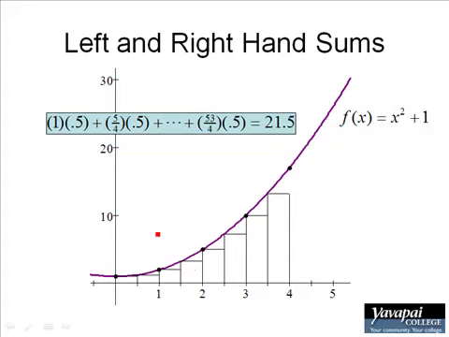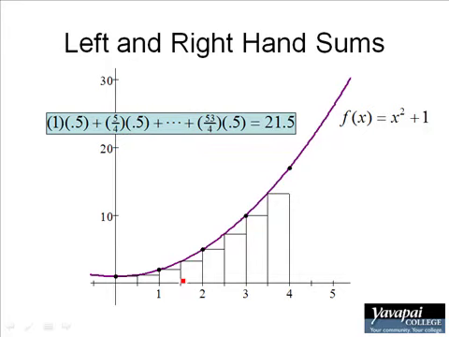Now let's go ahead and add even more rectangles. And now notice that that first rectangle, it's still 1 high, but now it's only 0.5 wide, so the term is 1 times 0.5. The next term comes from taking a half and putting it into the function. So when I do that, a half squared is 1/4, plus 1 gives me 5/4, so it's 5/4 high, and a half wide, so that means 5/4 times 0.5.